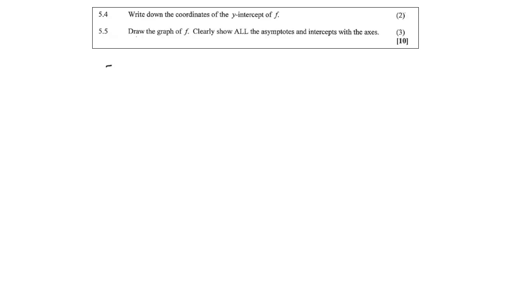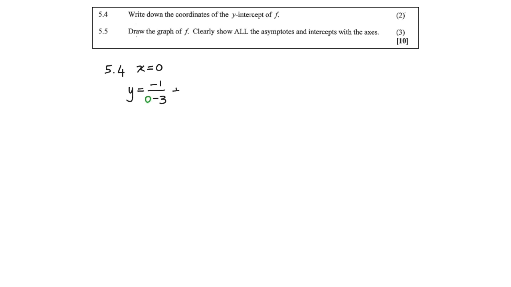In question 5.4, students scored an average of 86% and question 5.5 an average of 72%. Let's discuss the questions. Now in question 5.4, we need to write down the coordinates of the y-intercept of f. Y-intercept means x is equal to 0. So now we take the equation of f and we make x 0 in the equation. So this will be then y equal to negative 1 over 0 minus 3 plus 2.